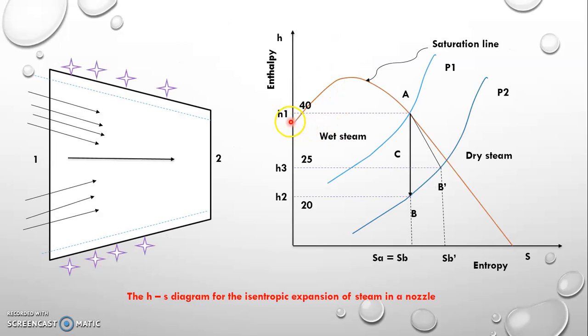From the y-axis, H1 is equal to 40 and H2 is equal to 20. The isentropic expansion will happen theoretically, but in practice there will be frictional losses. In the actual process, H3 is 25. Velocity is equal to 44.72 square root of H1 minus H2. The velocity will be decreased and the enthalpy will be increased.